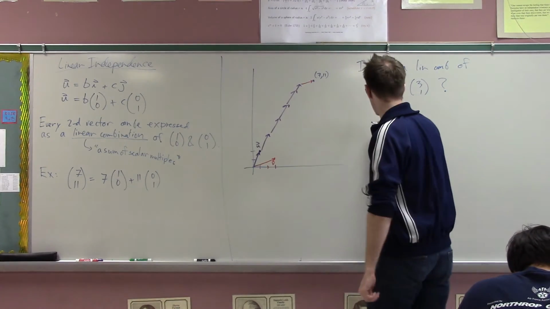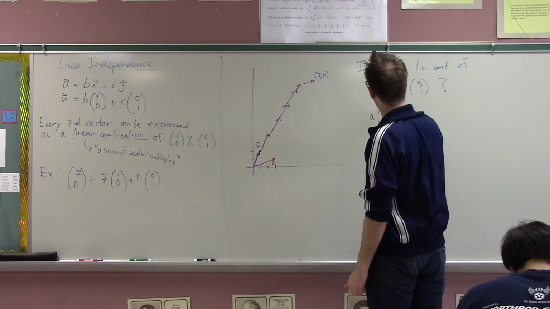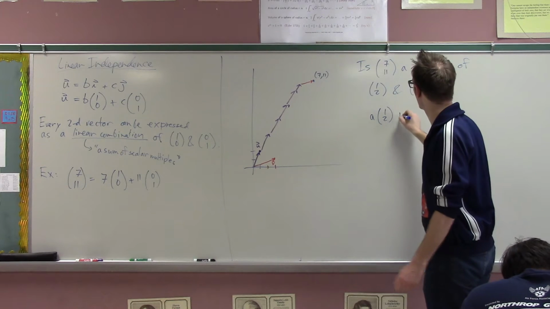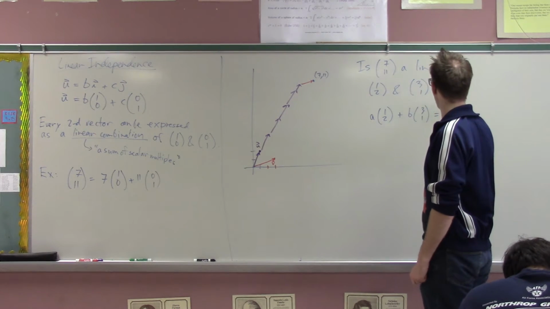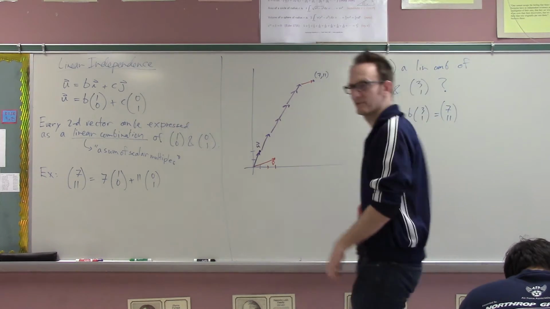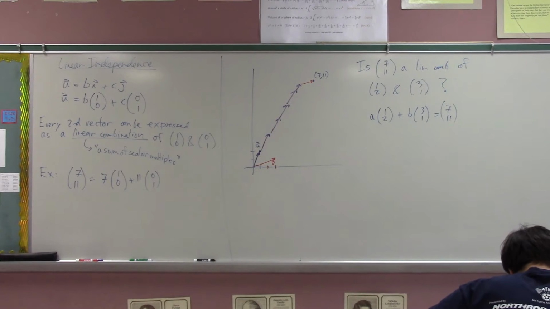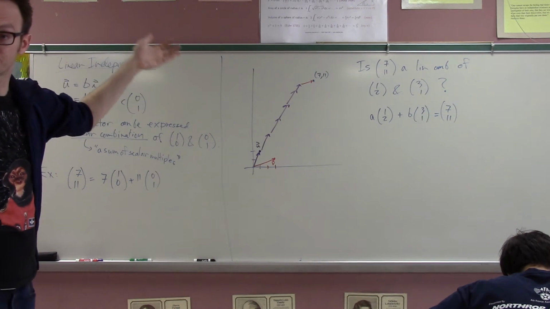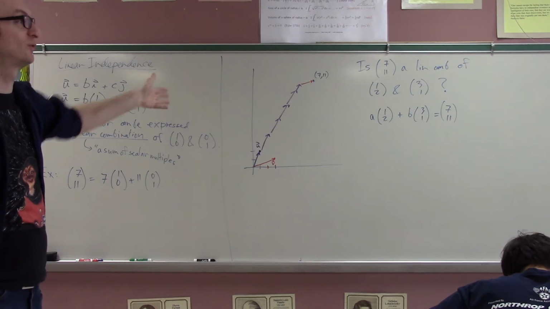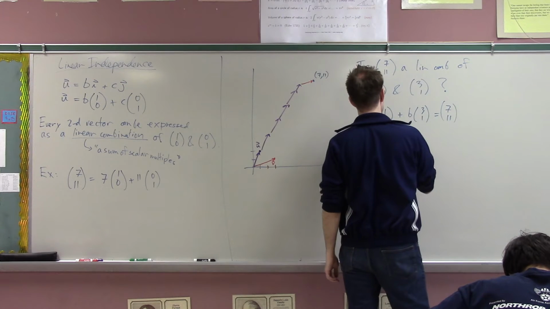So basically, I'm trying to solve the equation. Is there a scalar times this (1, 2) vector, and another scalar times this (3, 1) vector, which when added together is the vector (7, 11)? It's just a system of equations. In fact, what we have written here is a vector equation. This vector equation in two variables can be translated naturally into a system of equations.